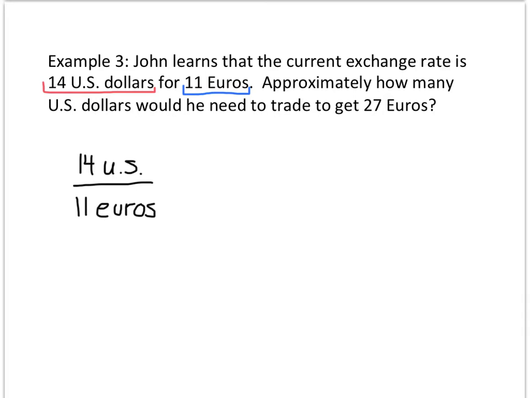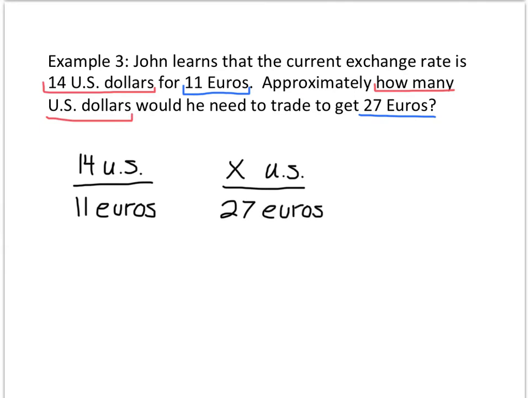Now the question, and when I need to use this ratio to help me solve, is approximately how many US dollars. So again, how many US dollars is another way of saying some unknown number, x, of US, would he need to trade to get 27? So how many US do we need to get 27? See that here, 27 euros. And again, just for emphasis, I see that all the US dollars are on the top, all the euros are on the bottom in order to keep consistency in these ratios.